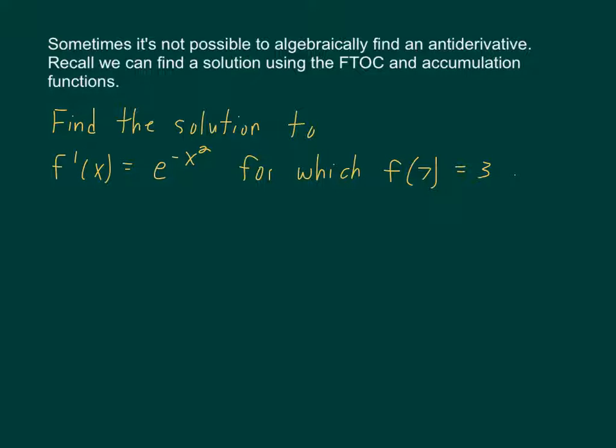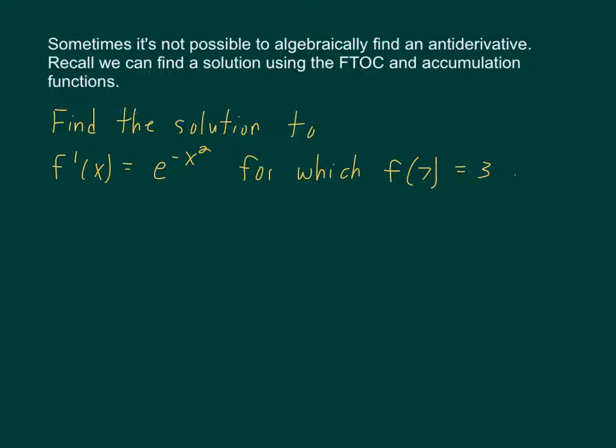So sometimes it's not going to be possible to algebraically find an antiderivative. Okay, so we don't have rules for everything. We can only go so far. So we're done with all of our techniques of finding antiderivatives. So at this point, if we don't have a rule for it, we assume that we can't do it algebraically, at least not in this course. So recall that we can find a solution using the fundamental theorem of calculus and accumulation functions. This is from last unit.